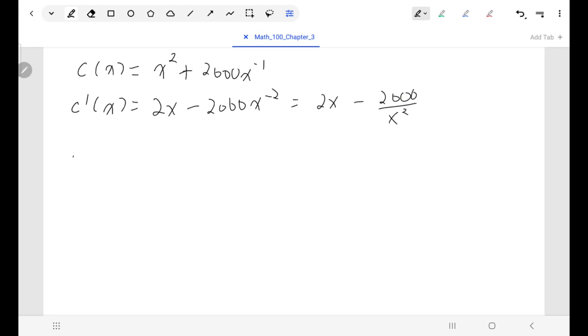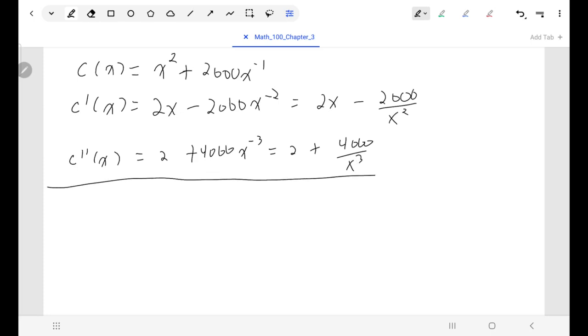And just so I can have my second derivative handy while I'm here, for the second derivative, it would be 2 plus 4000 x to the minus 3, or in other words, 2 plus 4000 over x cubed. Okay, so we've got our first derivative and our second derivative taken care of. Let's find our critical numbers.